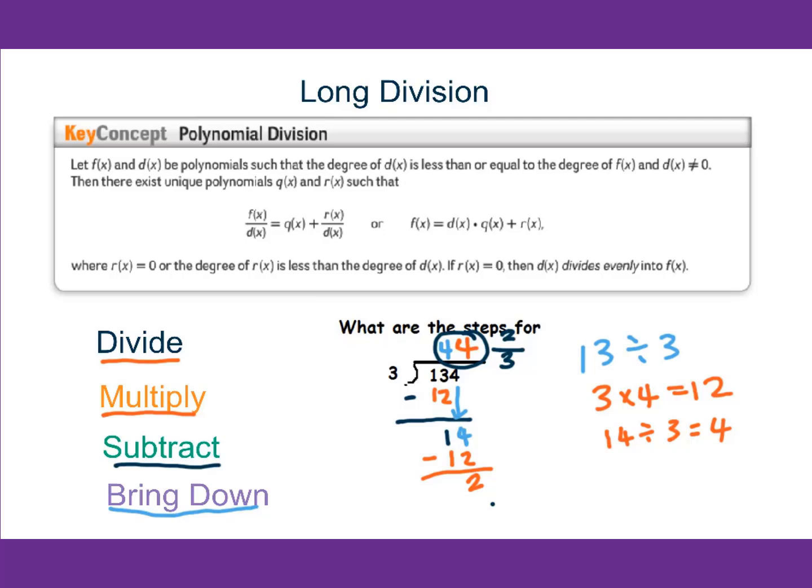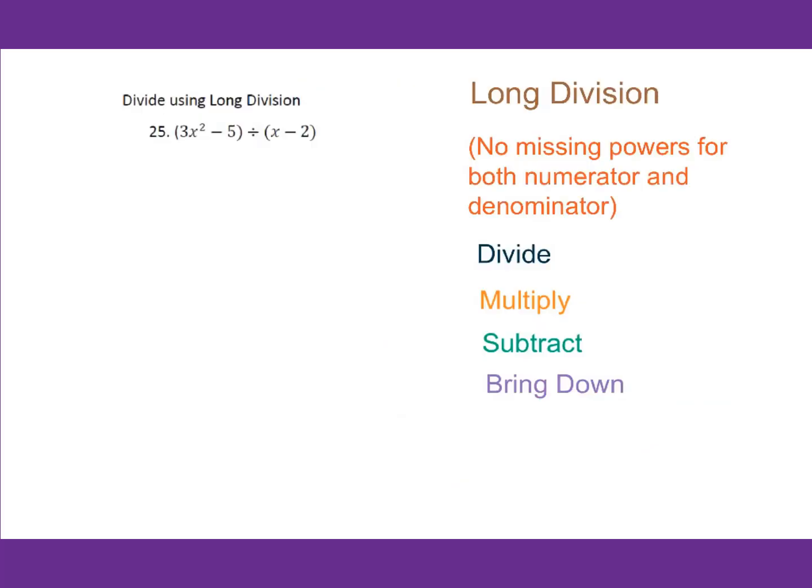For long division of a polynomial, we use the same procedure. Divide, multiply, subtract, bring down. For long division, remember, no missing power for both numerator and denominator. Then these are the steps. Divide, multiply, subtract, bring down. You can use family members to remember these steps.